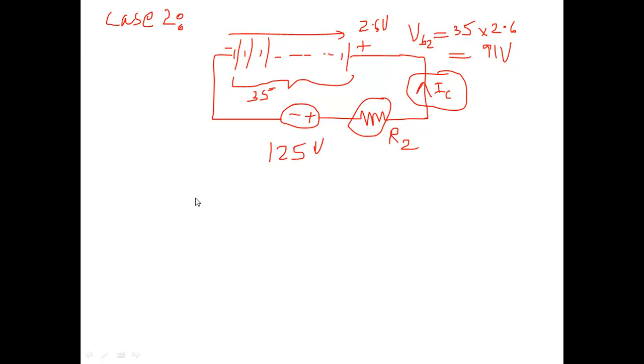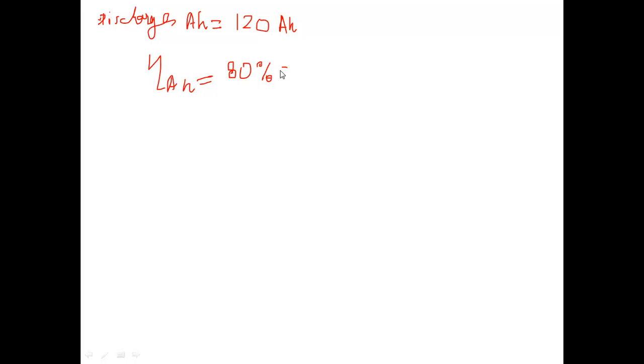Now we will move on with the calculations. Now the discharging ampere hour given in the question is 120 ampere hour, and the ampere hour efficiency is given to be 80%, or you can use 0.8.